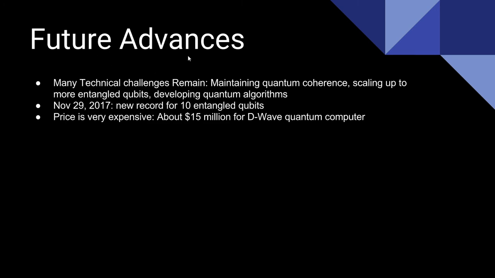So there are a lot of future advances that remain. There are many technical difficulties, like maintaining the quantum coherence, scaling up to more entangled qubits, and the development of the algorithms. There's a paper on physics.org of November 29, 2017. They set a new record of about 10 entangled qubits, and the price has to go down because right now, I guess it's about $15 million for a D-Wave quantum computer, so they have to make that more affordable.